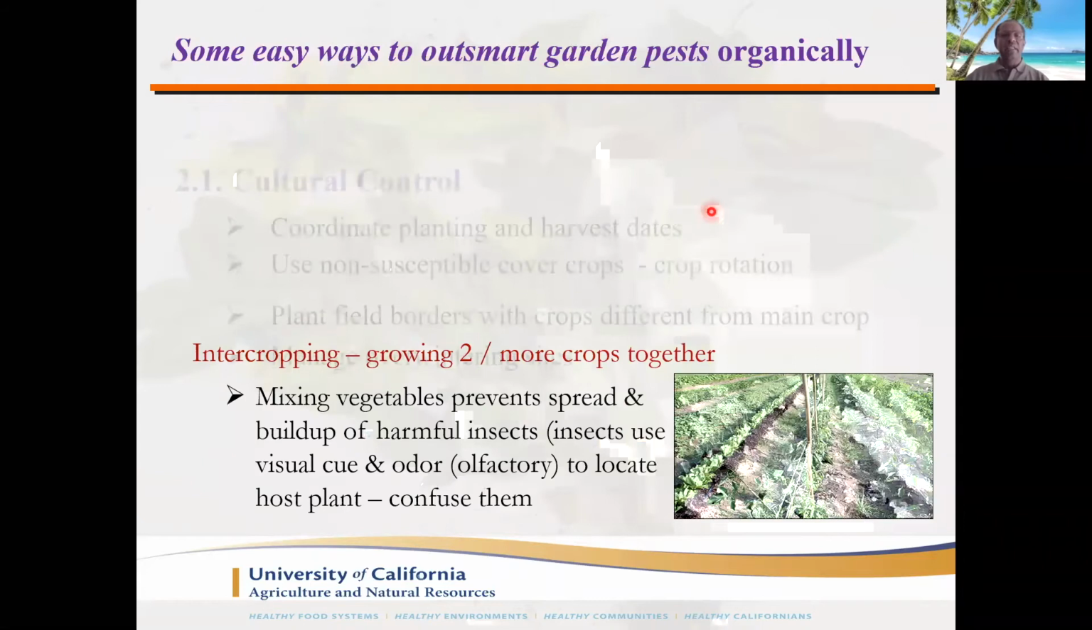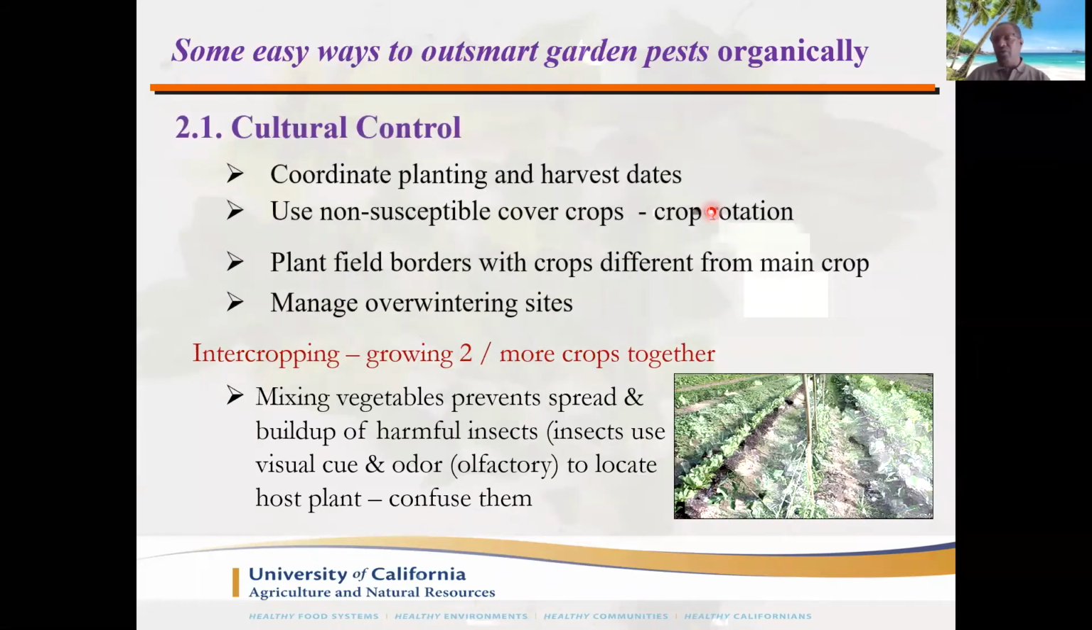All right, so what do we do? How do we control insect pests? I'm sure many of you know already. So this is simply a reminder, or simply covering what you have already known some time ago.